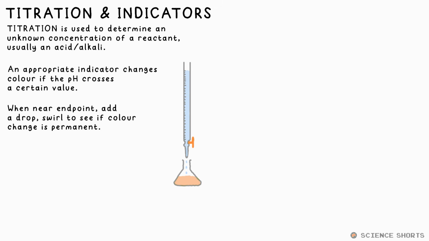We swirl, then leave for a few seconds, and if the color change is permanent, we've reached the end point, and we can measure an accurate value for the volume of acid used. We repeat this and calculate an average to get a precise value.